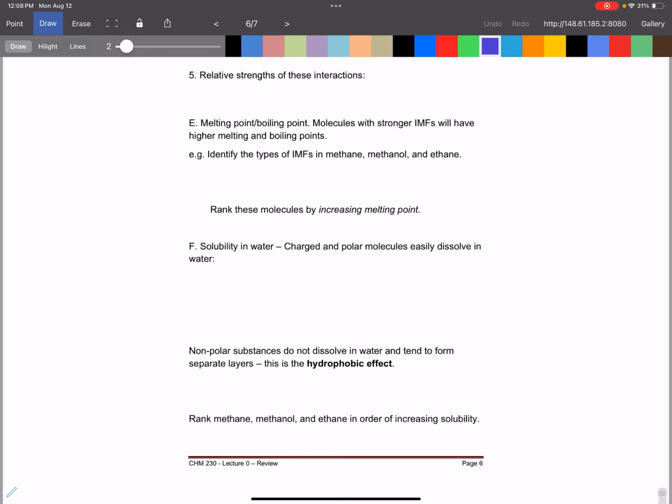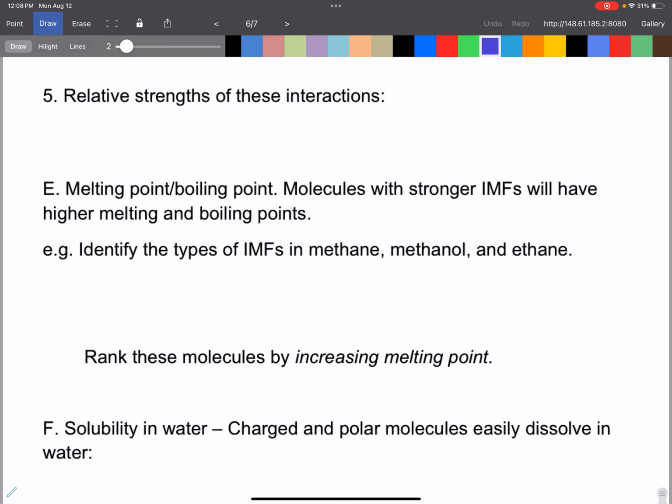So now that we understand those things, let's look at the relative strengths of these forces. And so we're going to rank order these weakest to strongest. And so the weakest one are those London forces, or those nonpolar forces. And next up from there are the dipole-dipole interactions.